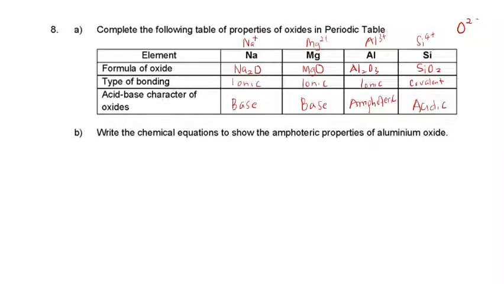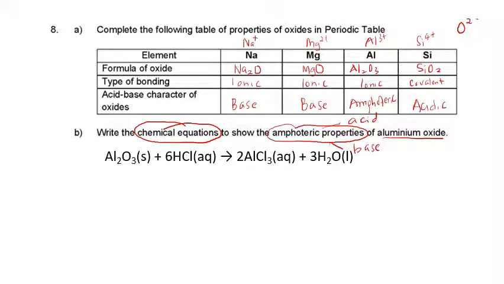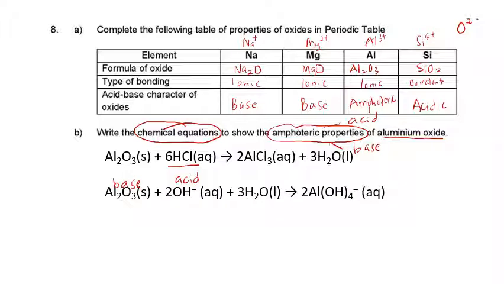Question B, write the chemical equation to show the amphoteric properties of aluminium oxide. Because aluminium oxide can show both acid and base, we need two equations. The first equation is here. Because HCl is the acid, in this case the aluminium oxide acts as the base. For the other equation, we need to show that aluminium oxide is acid, while OH negative is the base. So these are the answers.